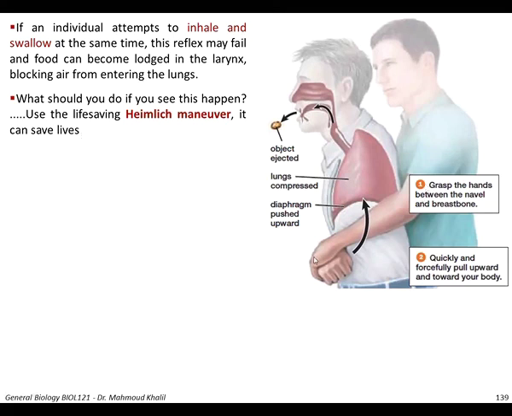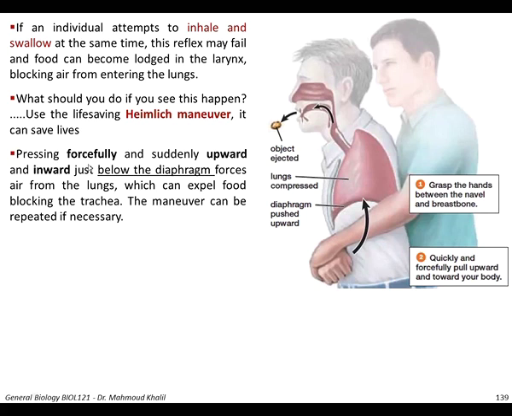So you can see, you can grasp the hands between the navel and the breast bone, just below the thoracic cage, and you quickly pull upward and toward your body, so as to expel the object that has been trapped inside the larynx. Pressing forcefully and suddenly upward and inward just below the diaphragm forces the air from the lung, which can expel food blocking the trachea or the larynx. This maneuver can be repeated if necessary.